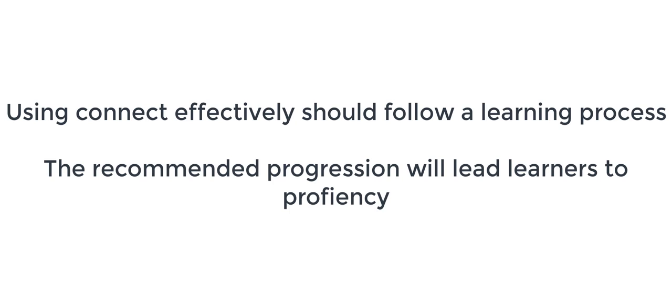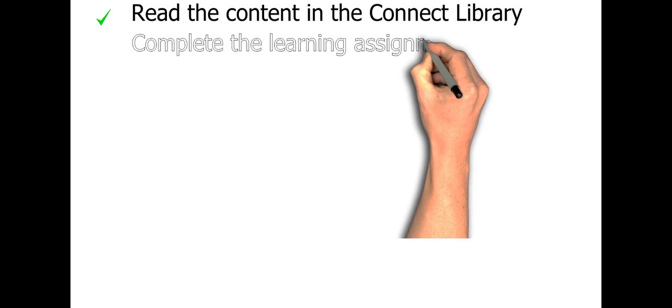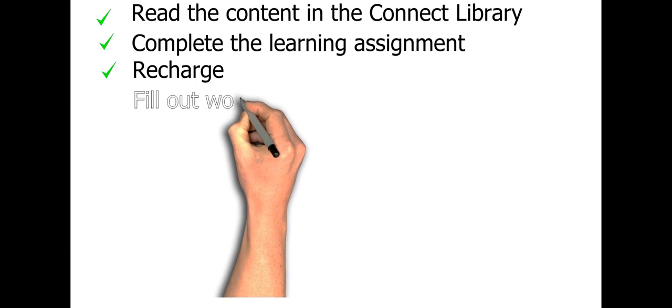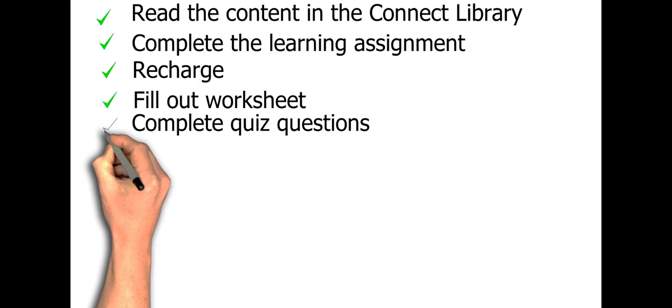Using Connect effectively should follow a learning process. The recommended progression will lead learners to proficiency. The 5 steps that we will cover in this video are: read the content in the library, then complete the learning assignment, followed by recharge. Then you will fill out a worksheet, and lastly, you will complete a quiz.